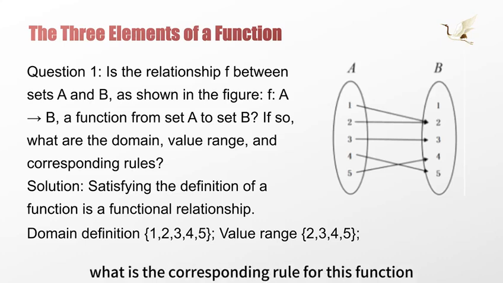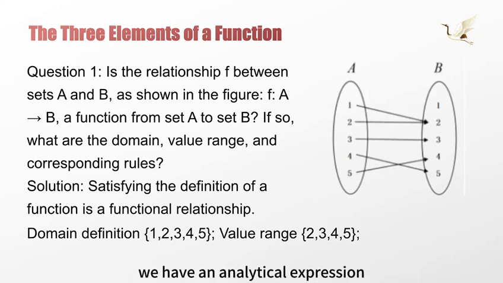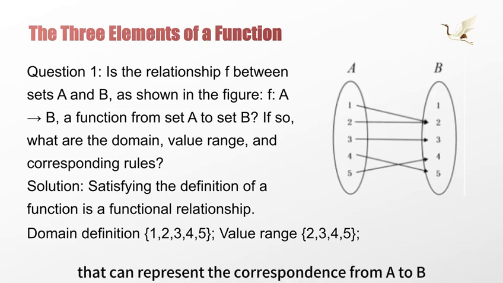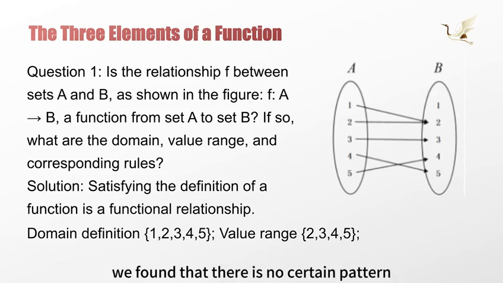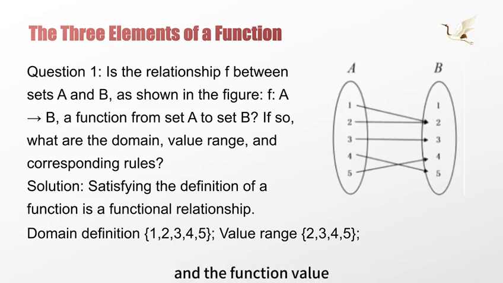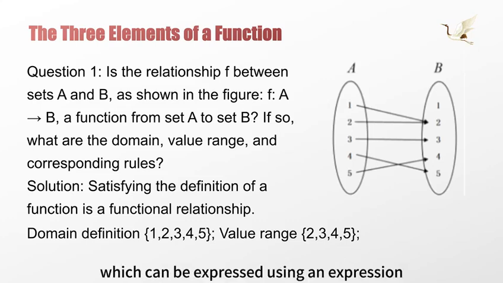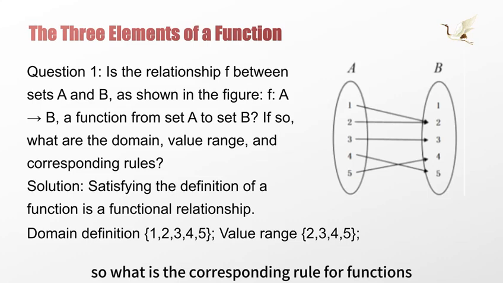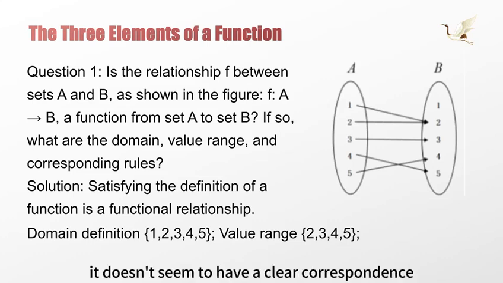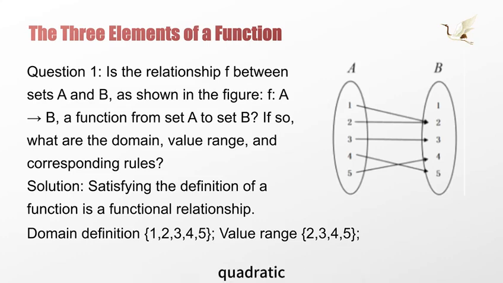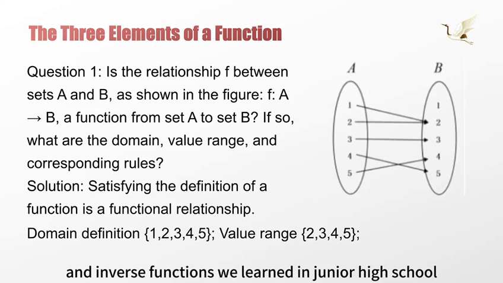What is the corresponding rule for this function? Do we have an analytical expression that can represent the correspondence from A to B? Through the correspondence we just mentioned, we found that there is no certain pattern between the independent variable and the function value that can be expressed using an expression. So what is the corresponding rule for the function at this time? We went from A to B. As we mentioned earlier, it doesn't seem to have a clear correspondence like the linear, quadratic, and inverse functions we learned in junior high school.